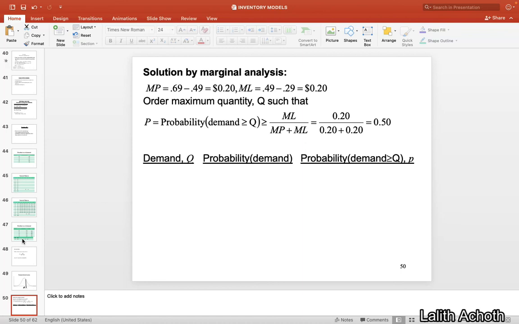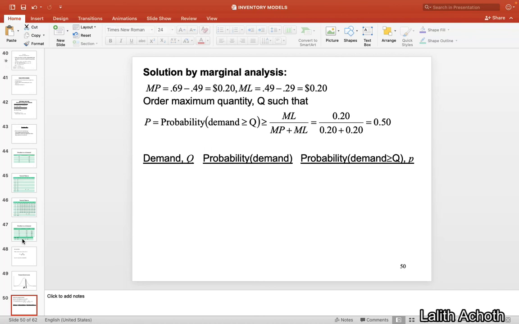Another thing that you should remember: if the critical ratio, or this probability, is equal to 0.5, then you can take the median of the demands, and that can be used as a basis for deciding Q star. Now, as the loss becomes more, that is ML is a big number and MP is a small number, then your economic order quantity will go down. It will become very less.